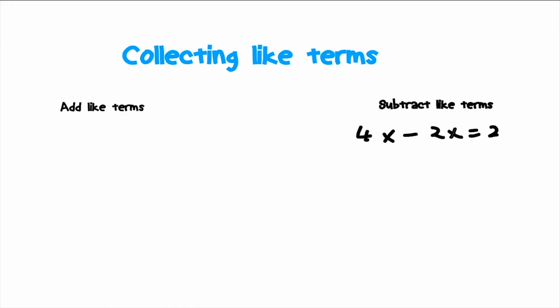I'll give you a shot now. I think you've got the hang of it now. So what about if we go 5x minus 3x? What do you reckon that one is? I'll pause it and let you solve it. Okay, the answer is 2x. Because we've got 5 minus 3, which is 2, and we just put the x out in front.